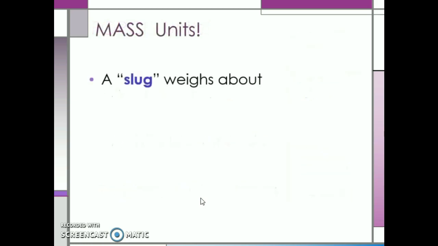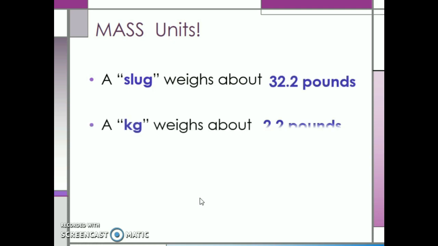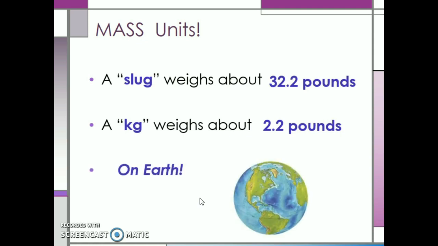Looking at the mass units, a slug weighs about 32.2 pounds, and a kilogram weighs approximately 2.2 pounds. Note that both of these approximate weight measures are on Earth. We will talk more about how the weight of objects vary on different planets in a later section. In the next video, we will look at some examples of how to calculate force, mass, and acceleration.